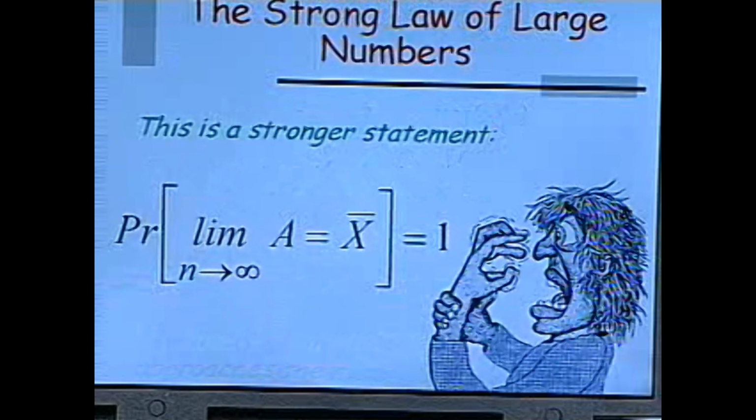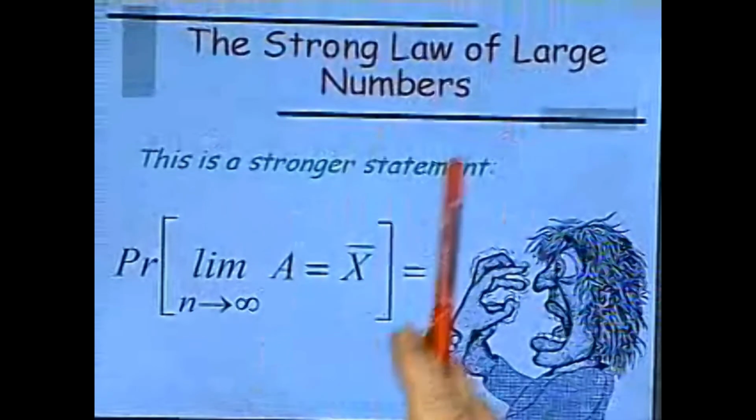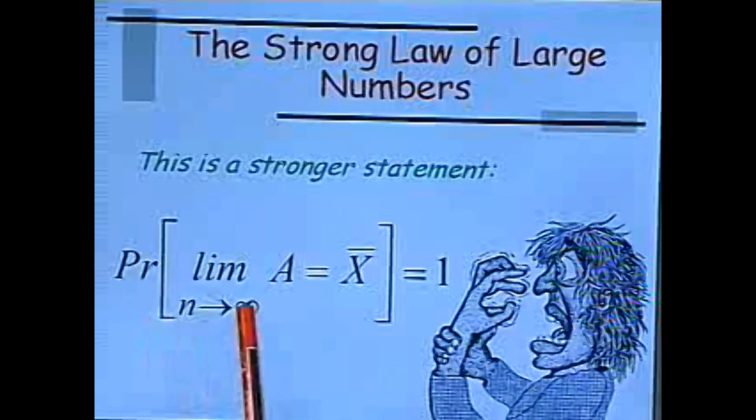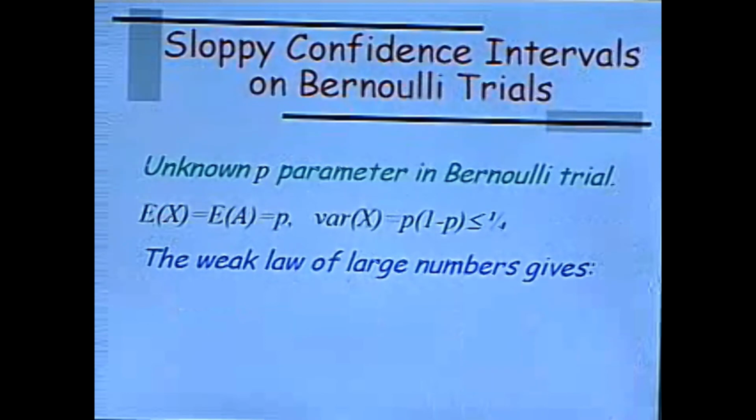There's a stronger statement, which is referred to as the strong law of large numbers, which says the probability of the limit being equal to the mean is equal to 1. We won't go into the derivation of this. It's a little bit more complicated, but it is actually a stronger statement of the law of large numbers. But we all know as engineers what this is trying to say, that the average approaches the mean. That's what the law of large numbers is saying.